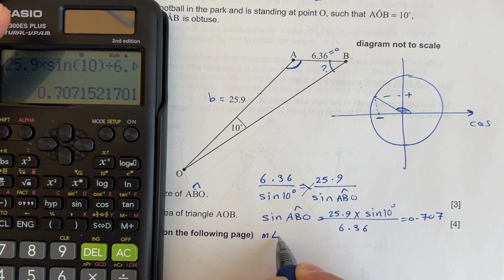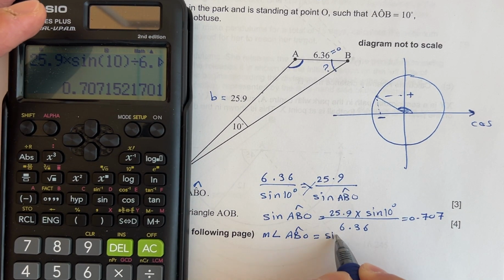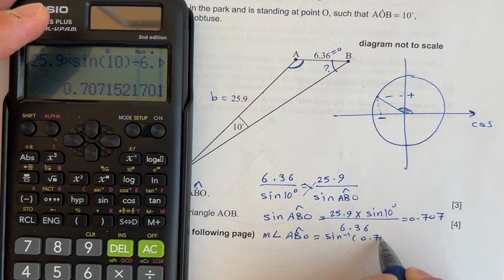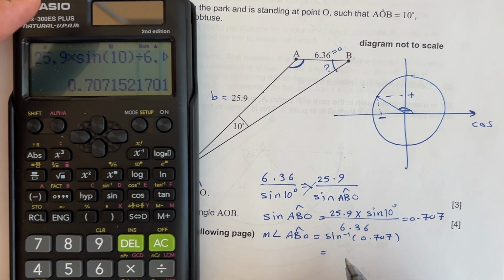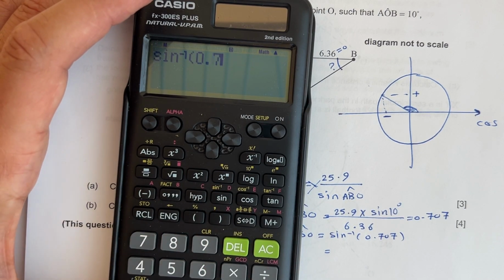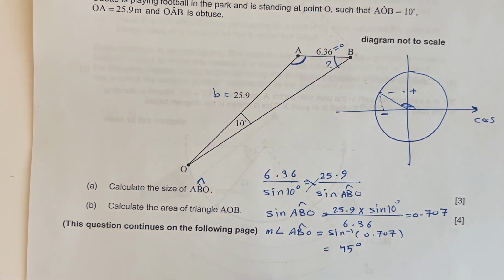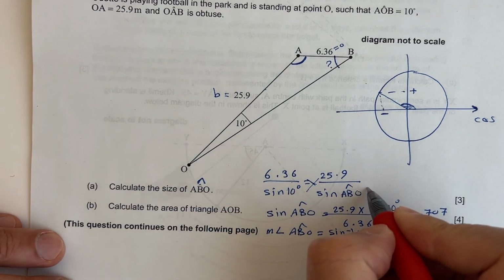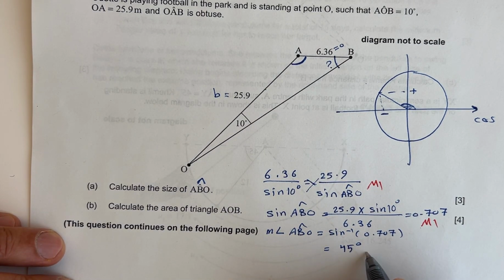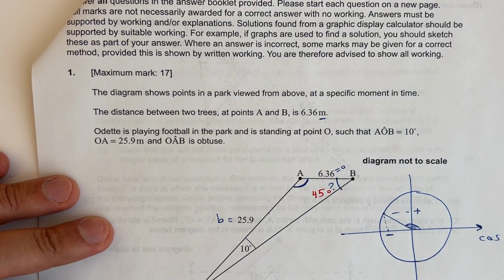Now the measurement of angle ABO equals sine inverse of 0.707. Shift sine. I think it's 45 degrees. Yeah, it's 45 degrees. There are 3 marks for this question: method 1 mark, then answer 1 mark. It's so easy. So quickly write it here, 45 degrees.